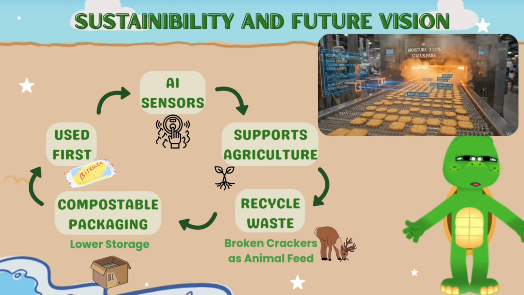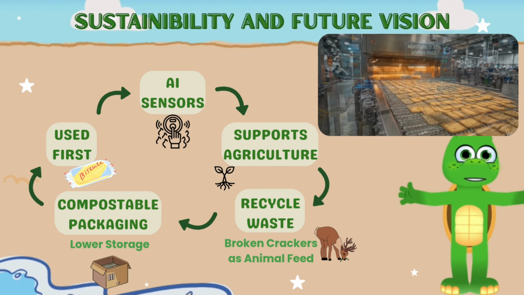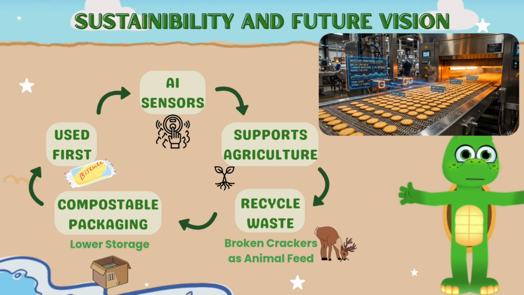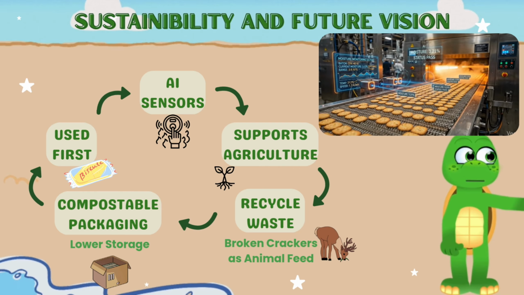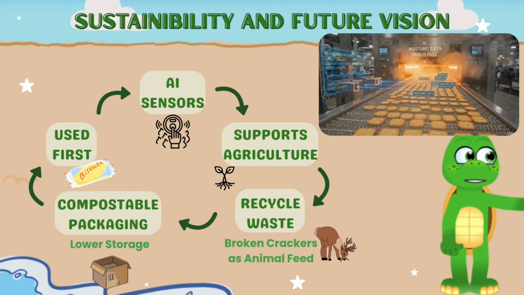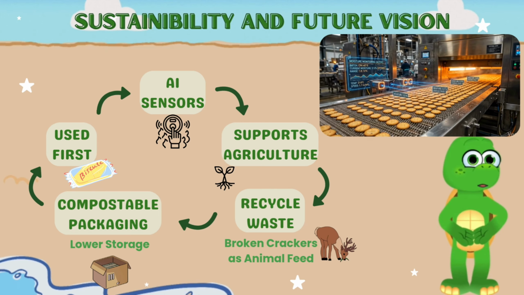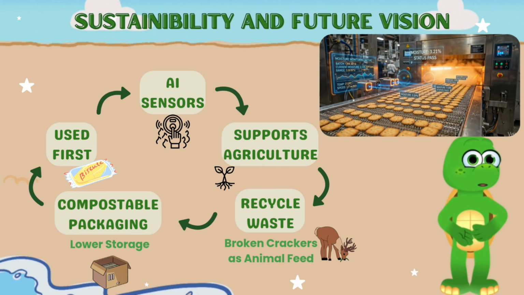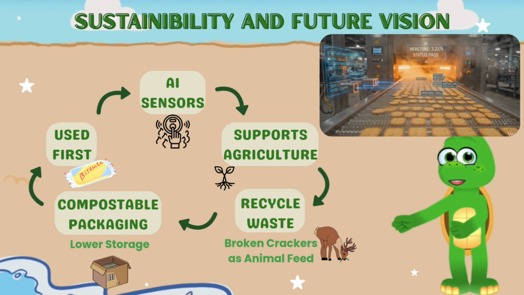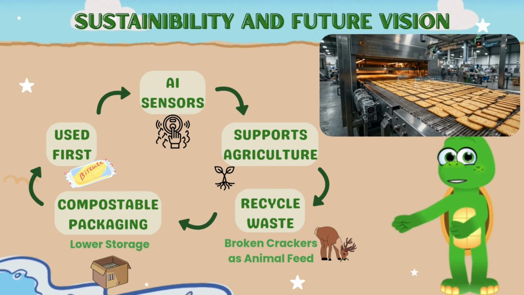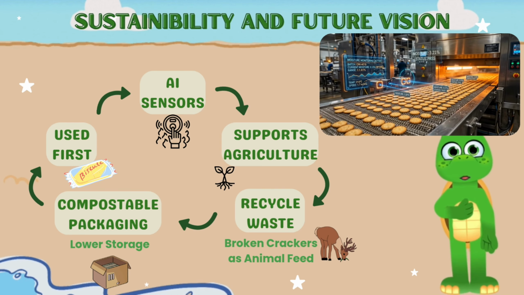Sustainability and future vision. Finally, we focus on sustainability. We use AI sensors in our ovens to monitor the moisture in real time. This ensures every cracker is baked perfectly the first time, which saves massive amounts of energy and prevents food waste. We also move toward a closed loop by using compostable packaging and recycling broken crackers into animal feed.